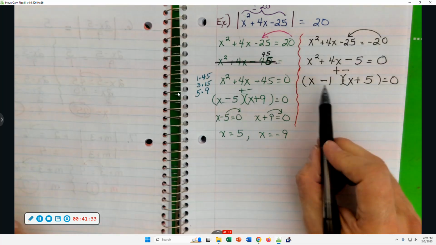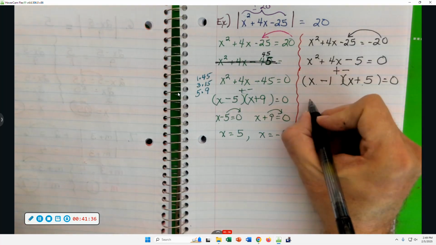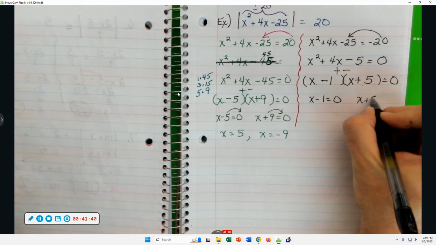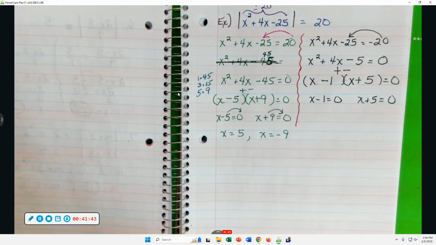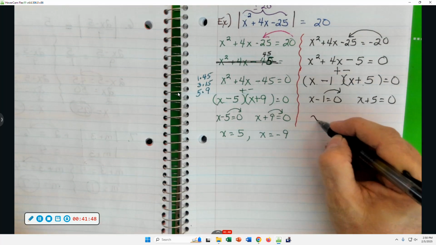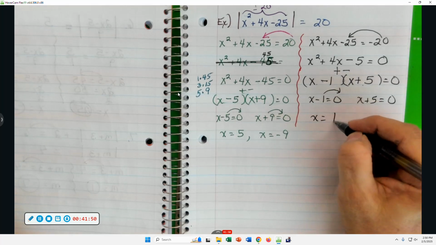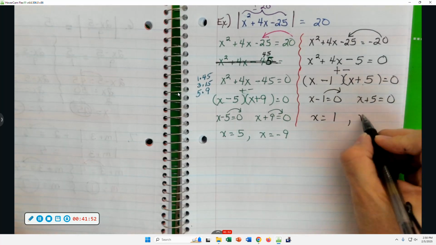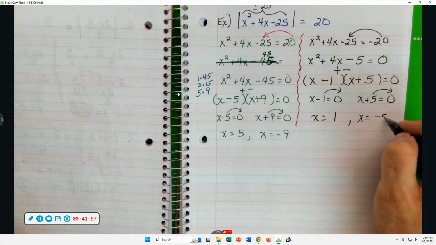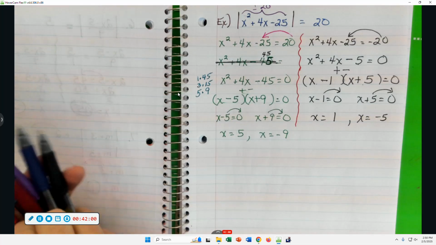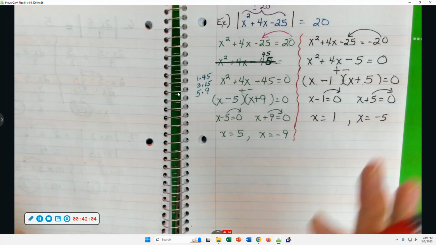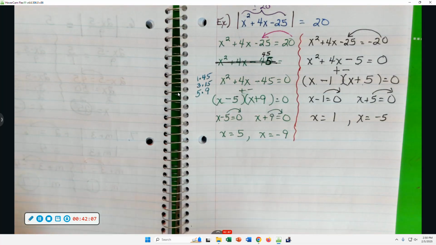And then setting each one of these to 0, we're going to get 2 more answers. What's this one going to be? X equals 1. Good. And x equals? -5. So it's a little bit more involved only because we got to factor it, but it's still the same logic. Okay.